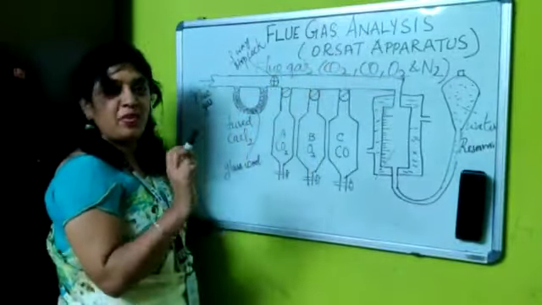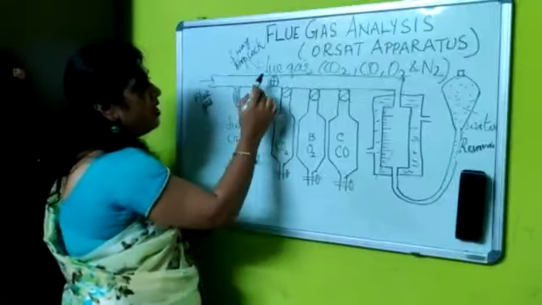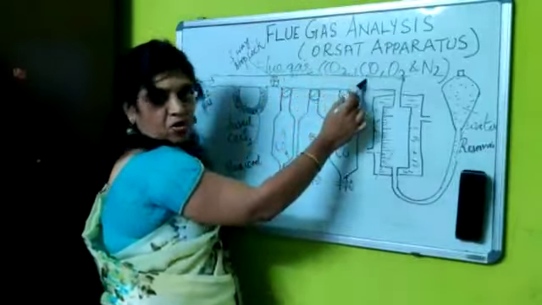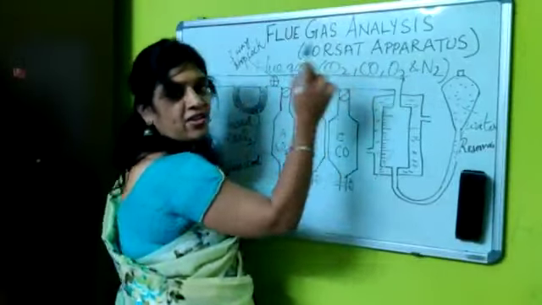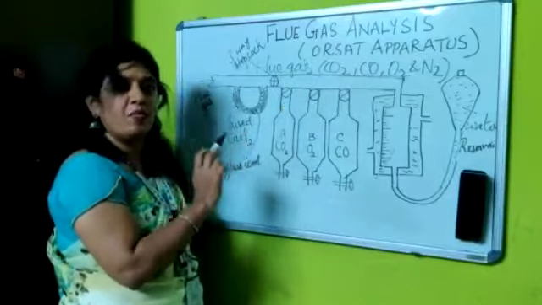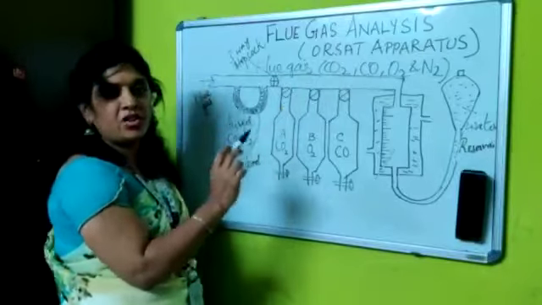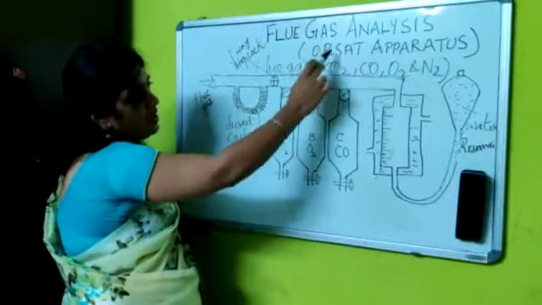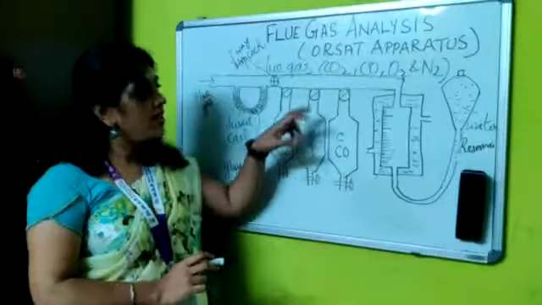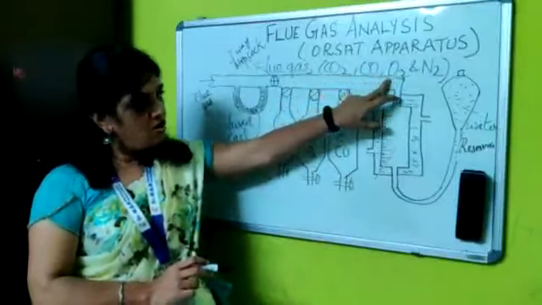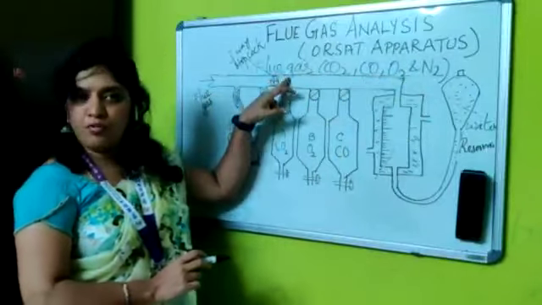So first of all, let me tell you what you mean by a flue gas. Flue gas is nothing but a mixture of carbon dioxide, carbon monoxide, oxygen and nitrogen. This flue gas comes from any combustion chamber. After the combustion reaction is over, from the furnace you will get this flue gas. So in this analysis we are going to analyze how much carbon dioxide, carbon monoxide, oxygen and nitrogen is present in the flue gas.